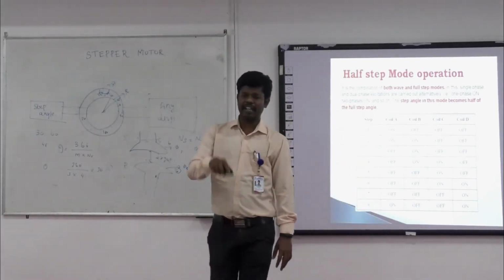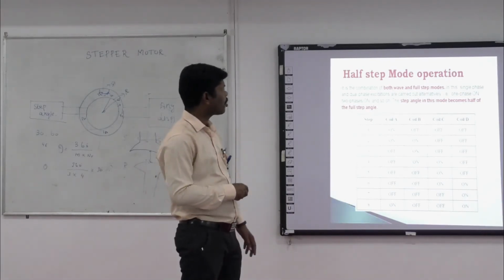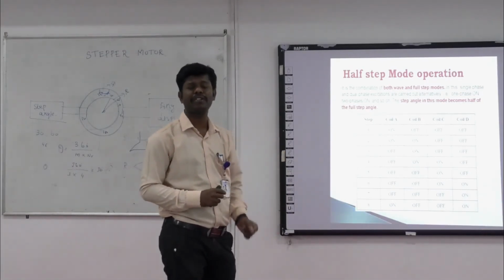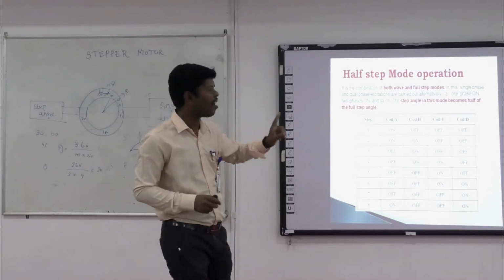First coil can be energized. Then next coil can be energized, waiting for some other. This is half step operation. So why go for half step operation? The minimum angle will be controlled for our stepper motor. So that is the need for half step operation.